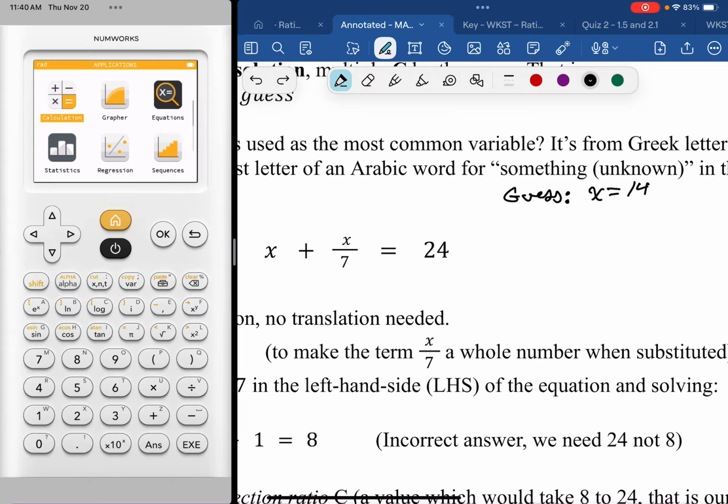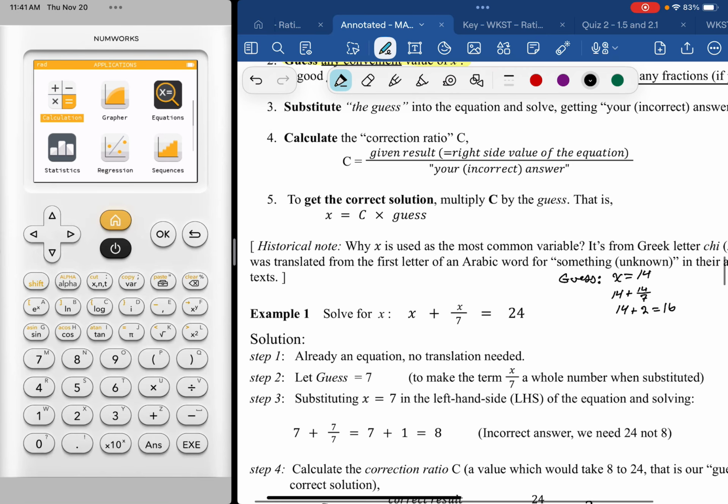So some number divided by 7 would give you a clean number, so you don't have to work with fractions. This technique would work even if you didn't choose a good value, but obviously the computation would be a little bit more complicated, right? So if I do that, I get 14 plus 14 over 7. So 14 plus 2 is going to be equal to 16, all right? That would be the given result, the value that we came up with. I'm sorry, the given result is the value on the right. Your incorrect answer is the value we came up with, so that's the bottom, right?